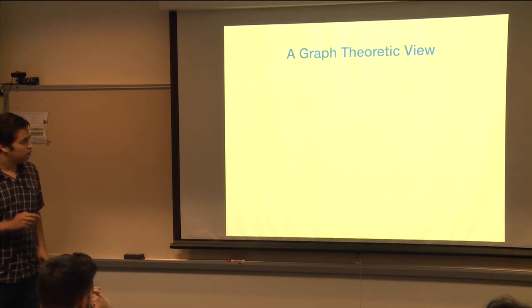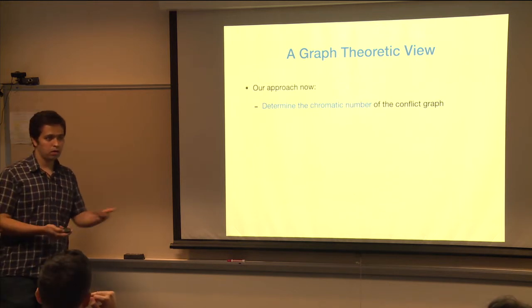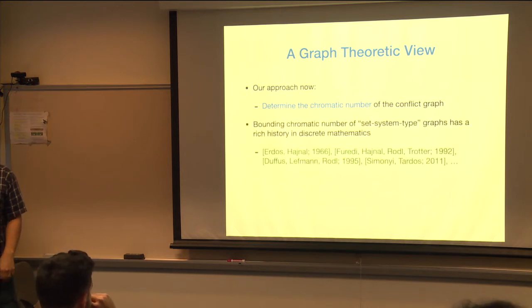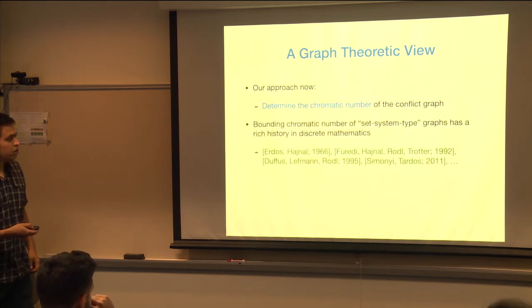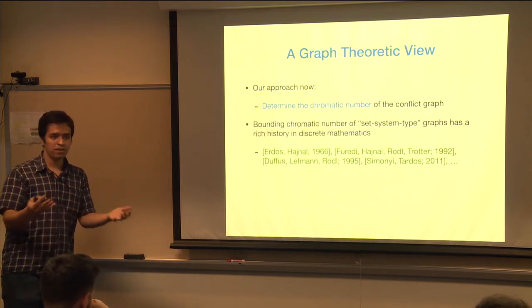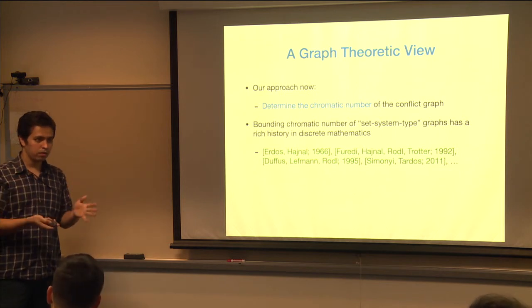All right. So now what is going on? Basically, now our approach is that I have this conflict graph. Let me go ahead and compute its chromatic number. And I really don't have a good name for this set system type graph. If you know a better name, let me know. But these types of graphs have been studied a lot in discrete math.